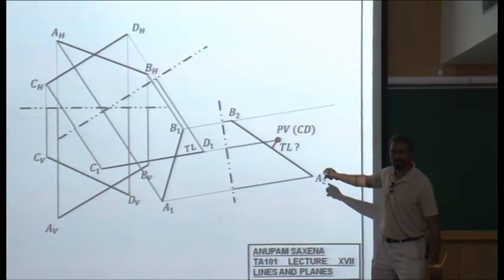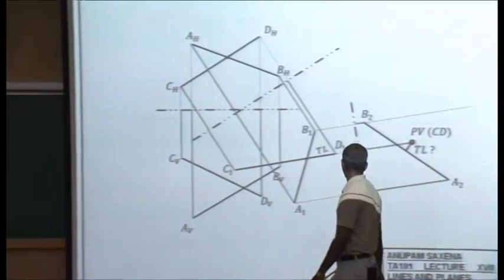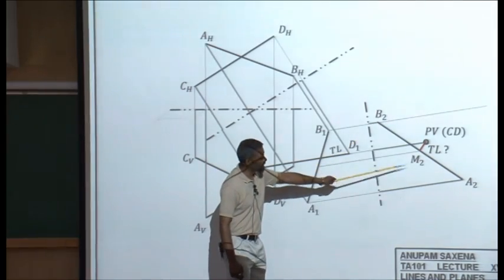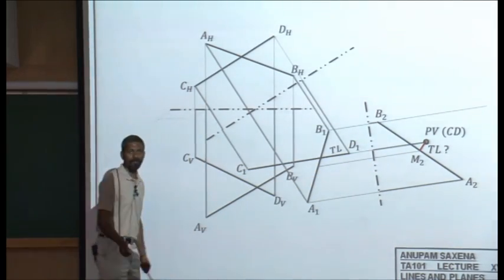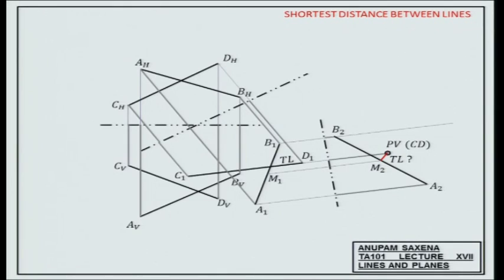At this time I just pose a question whether this is going to be in true length or not. Anyhow, so I track back. Okay, I call this point M2, I go back. M2 is going to be lying definitely on A2B2. So M will be part of AB in general everywhere on every plane. So this would be M1.